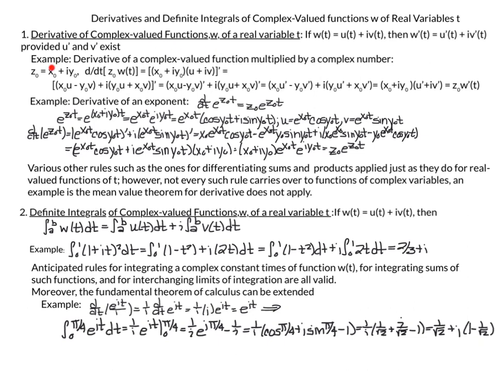Here is the result we just went through, which was the derivative of a complex valued function multiplied by a complex number. And next, we're going to use this same formula here to derive the formula for the derivative of an exponent. And we will find the derivative of e^(z naught t) is equal to z naught e^(z naught t). Very analogous again to real valued functions.